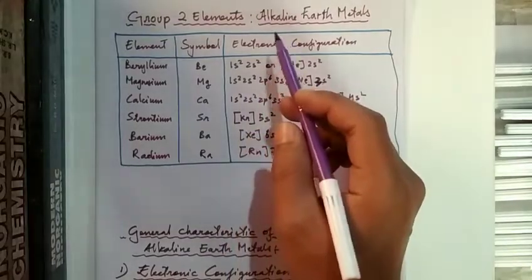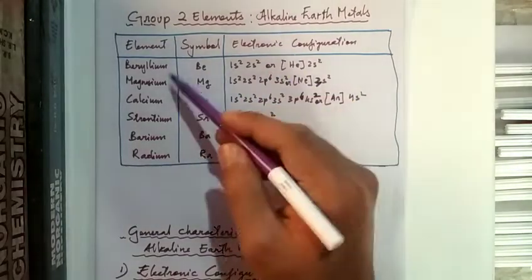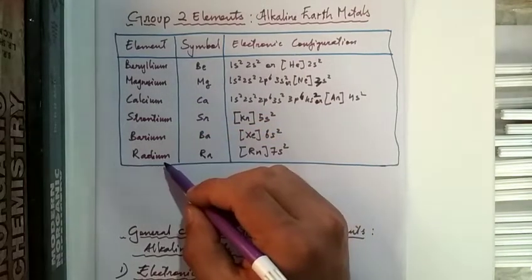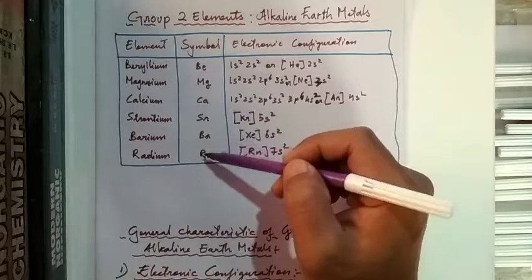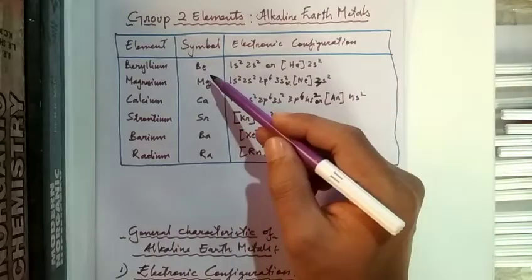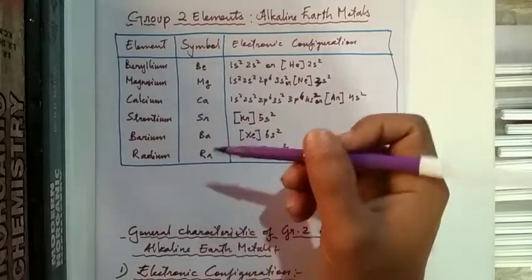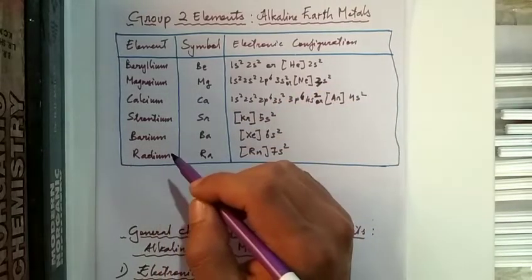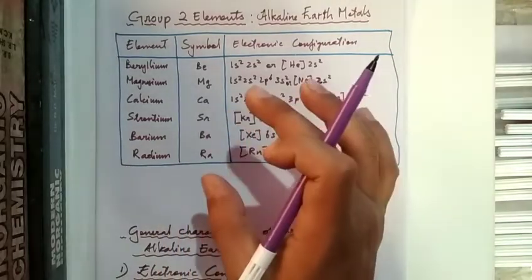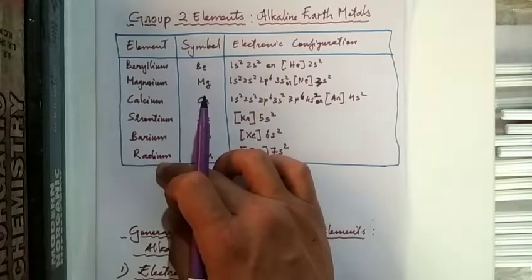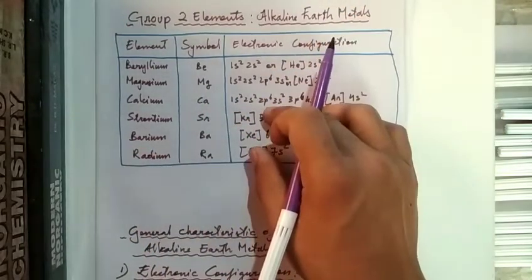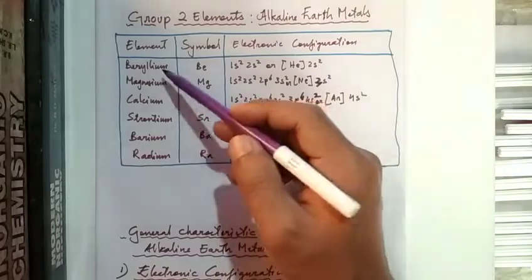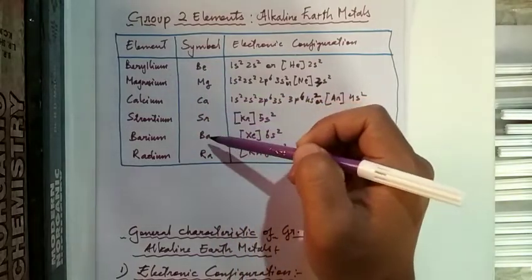Now, group 2 elements consist of these elements: beryllium, magnesium, calcium, strontium, barium, and radium. You can make it into one word, like Bimeka Cerbera, for easy understanding. Radium is radioactive, so we won't be discussing much about radium in our next discussion also. Mostly we will discuss these 5 elements: beryllium, magnesium, calcium, strontium, barium.